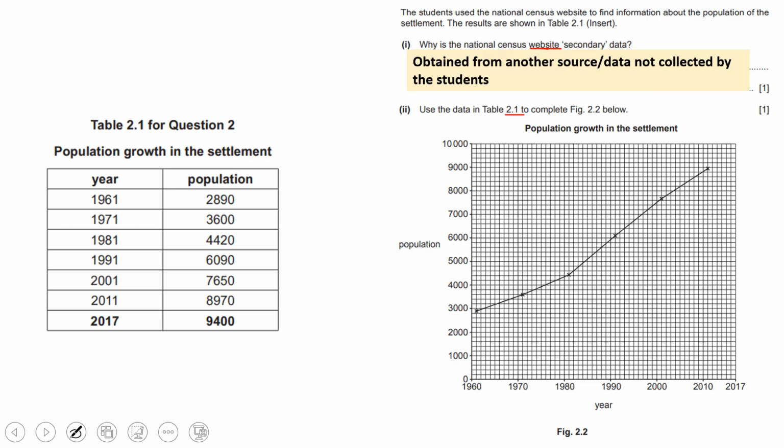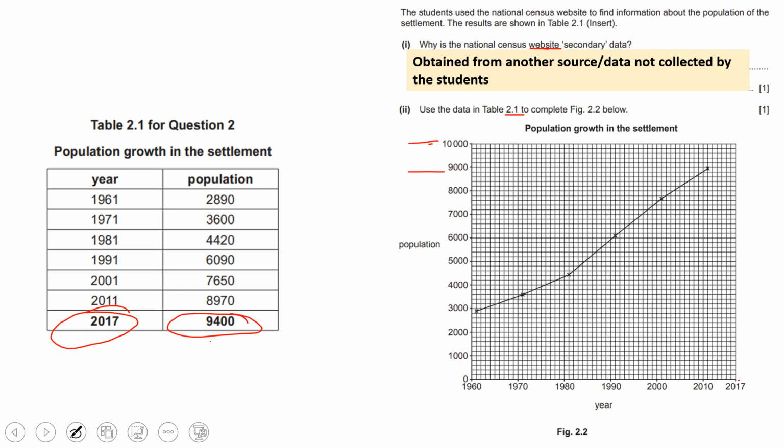So this is 2.1, and I told you earlier in the first paper 4 we looked at, I said the one that we always want you to plot will be in bold. So I know I'm looking at 2017 and a population of 9,400 people. So if you look at this, this is 2017. So 9,400. So this is 9,000 and this is 10,000. So the difference there is 1,000.